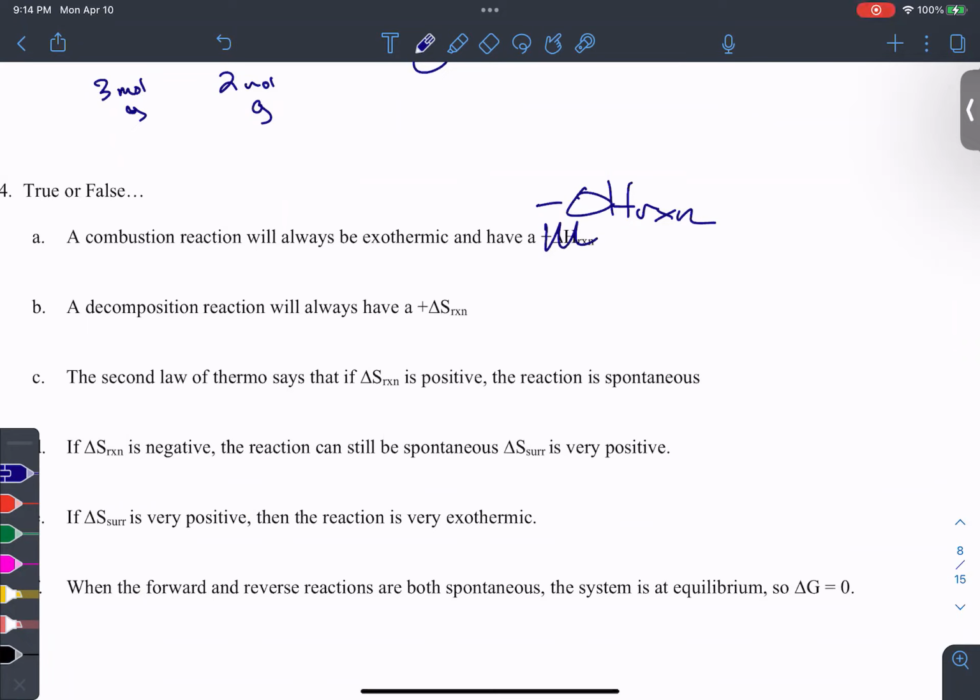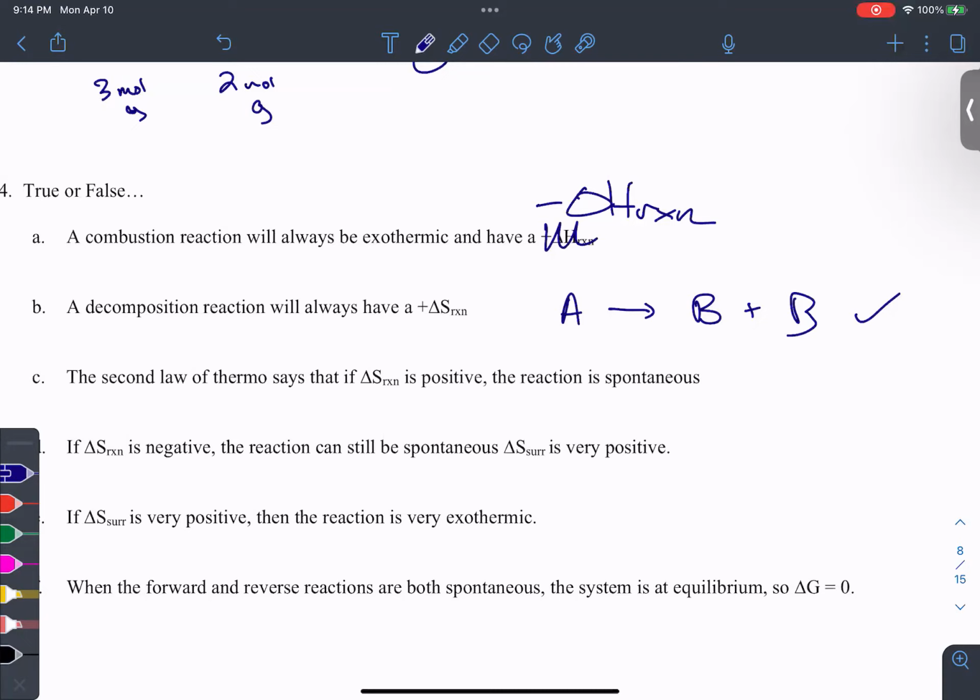All right, a decomposition reaction always has a positive delta S of reaction. What is a decomposition reaction? We have something and it becomes two things, like B plus B. So delta S is always positive? Yeah, I think so. Yeah, that's true.